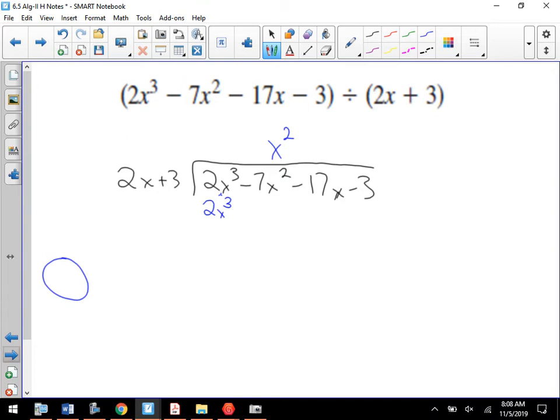No, I'm multiplying this just by x squared. I'm not squaring the whole thing or cubing the whole thing. All right? So when I distribute that through, then I get plus the 3x squared. And then I subtract. The 2x cubed go away. And then you're left with a negative 10x squared.